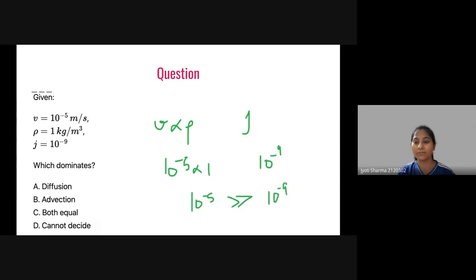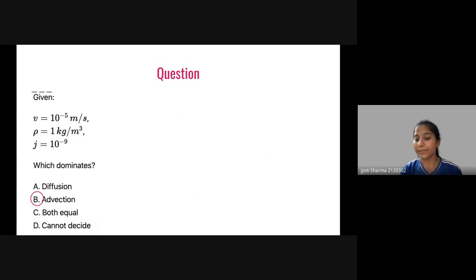So which term is dominating? Which type of mass transfer will it have? Mass transfer will be due to advection, right? Because the diffusion term is 10 raised to power minus 9. Or you can also calculate that Peclet number also. And what you will learn is that 10 raised to power minus 5 is more than 10 raised to power minus 9. It means your advection is more in comparison to your diffusion, and so advection will dominate. So the answer should be B.